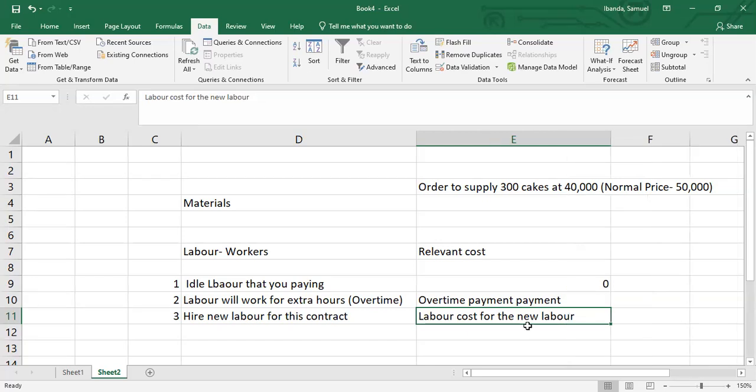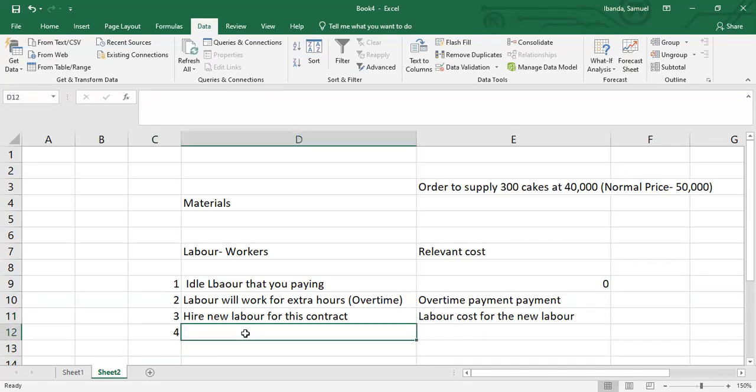So as you can see, whatever we are considering to be relevant is only that cost that relates to what is going to happen after we've taken on this contract. You get it? We are not looking at the current payment that we are making to the labor. We are just looking at the additional cost. You get it?